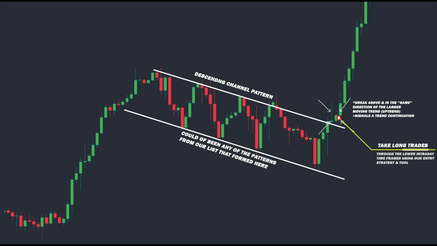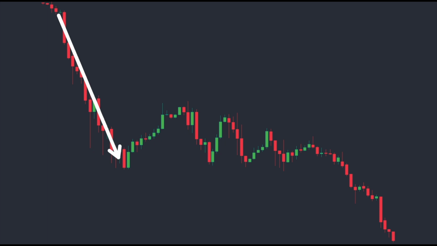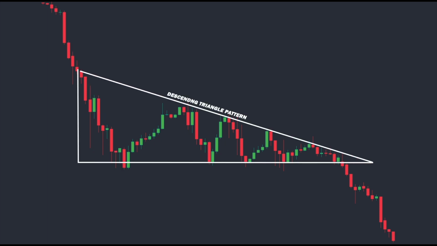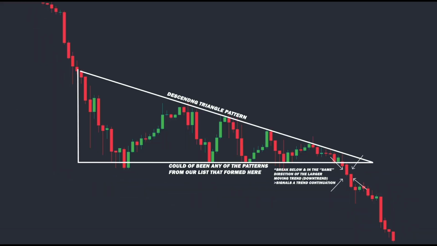Now, going the other way in a downtrend, this would work the same. You have a moving downtrend before a descending triangle forms. Again, it could have been any pattern from this list that formed, but in this case we have a descending triangle. Once the pattern breaks below, meaning it breaks in the same direction as the larger moving downtrend, you would take trend continuation trades short.